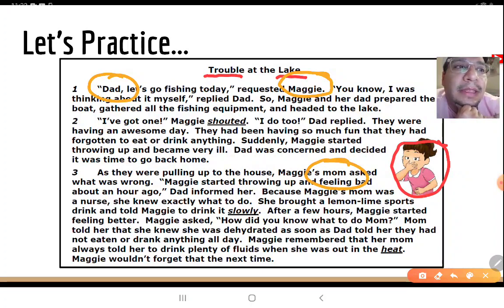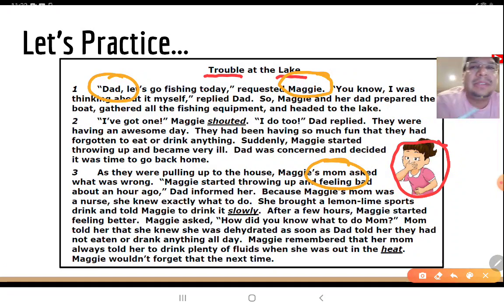How are Mom and Dad related to the main character? What's their relationship? Did you think about it? Do you have an answer? Well, the relationship is that they're her parents. Dad is Maggie's parent, and Mom is also Maggie's parent. So the relationship that they have with Maggie is that they're her parents. That's the relationship they have with the main character, and the main character is Maggie.